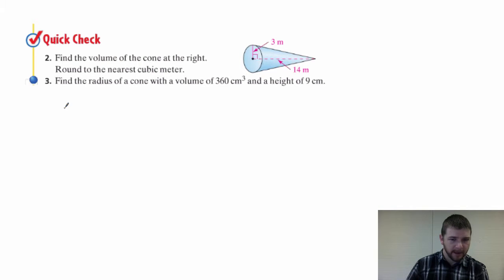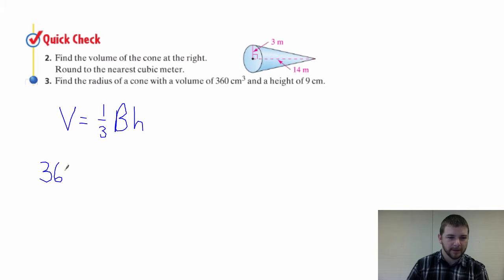So we'll begin by writing our formula for the volume of a cone. 1/3 base area times height. And now we'll substitute in what we know. We know that the volume is 360 cubic centimeters, so we can actually replace capital V. Note we're kind of working backward here. 360 cubic centimeters equals 1/3 of our base area times the height of 9 centimeters.